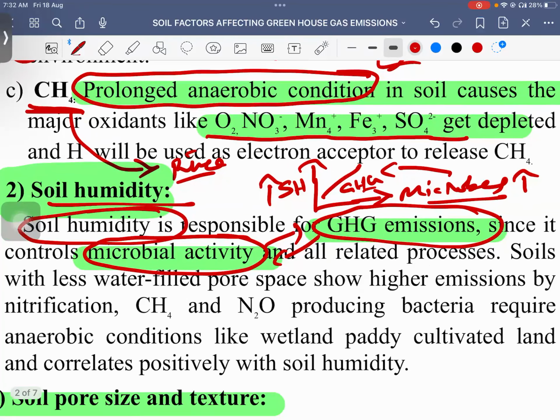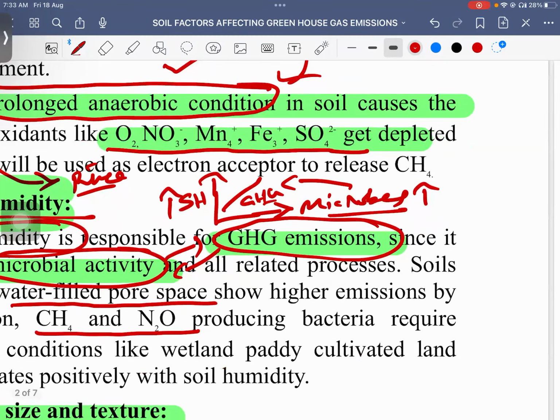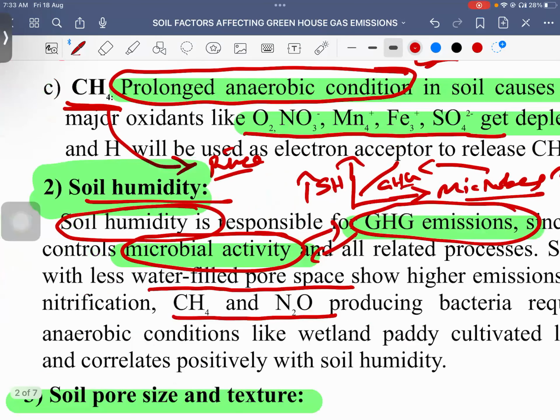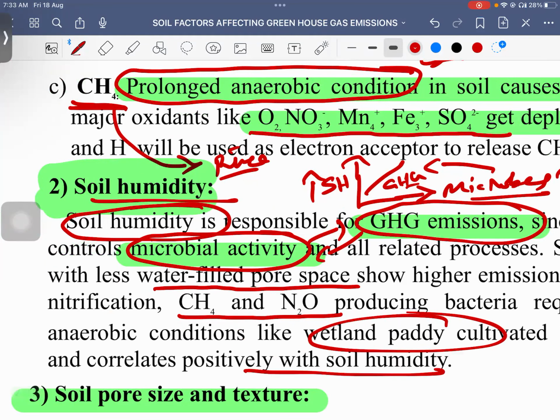So if you want to understand in detail, it states that soils with less water-filled pore space show higher emission. Nitrification and N2O-producing bacteria require anaerobic conditions like wetland, paddy, and cultivated land, and correlate positively with soil humidity. Okay, so all these things are positively correlated with soil humidity.